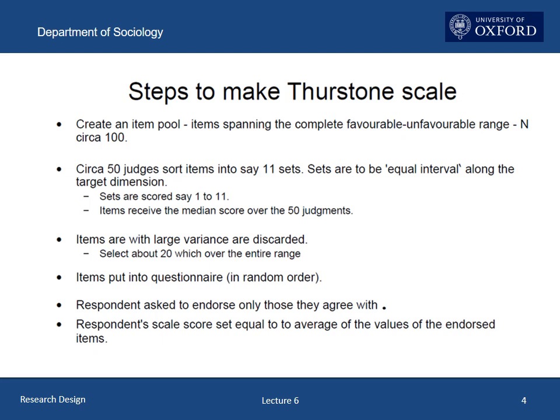About 20 of those that remain, chosen to cover the entire range of scores, are selected for inclusion in the questionnaire, where they're printed in a random order. Subjects, or respondents, are asked to endorse only those they agree with, and their scale score becomes the average of the numerical values of the endorsed items.